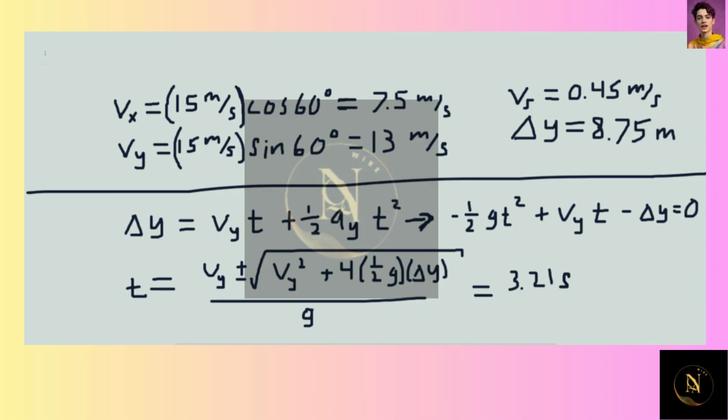Okay, so then using that time in the kinematic equation, delta x is equal to the velocity in the x direction, which we were given, times the time, which we just found. Plugging those values into that equation, we find this is equal to 24.1 meters. Okay, so that's the distance the box is going to go from the launch.